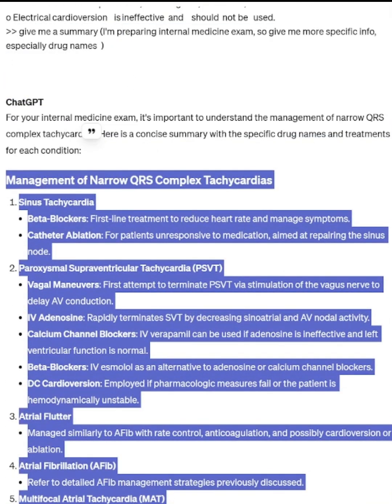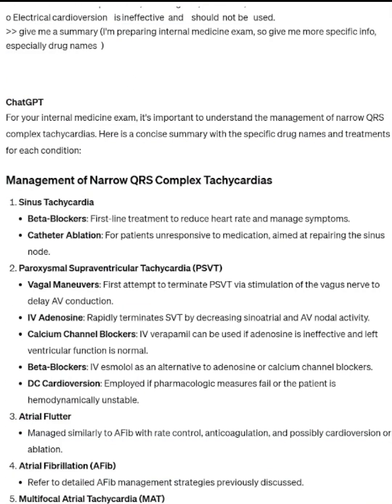For your internal medicine exam, it's important to understand the management of narrow QRS complex tachycardias. Here's a concise summary with the specific drug names and treatments for each condition. Management of narrow QRS complex tachycardias. 1. Sinus tachycardia: beta blockers. First-line treatment to reduce heart rate and manage symptoms. Catheter ablation for patients unresponsive to medication, aimed at modifying the sinus node.